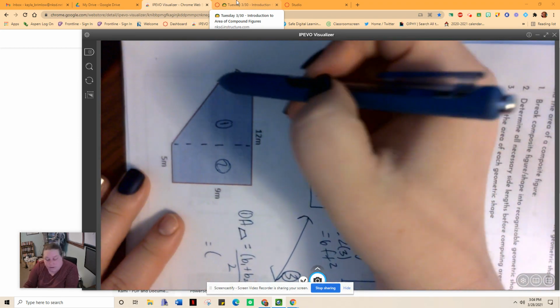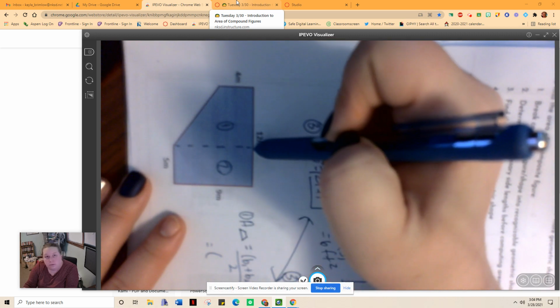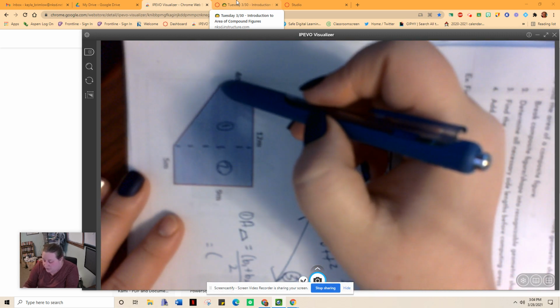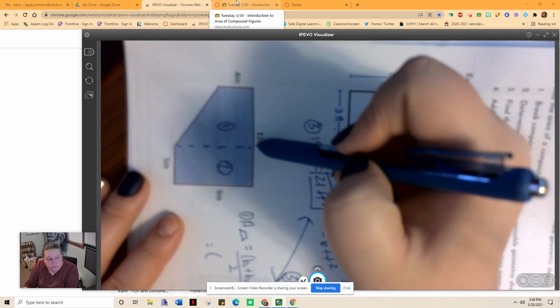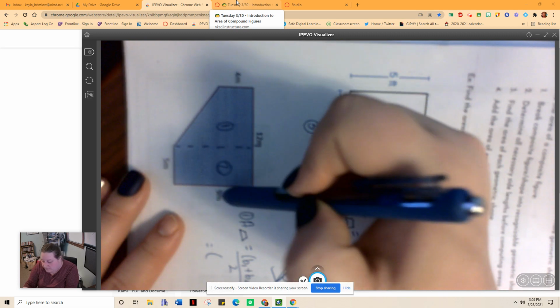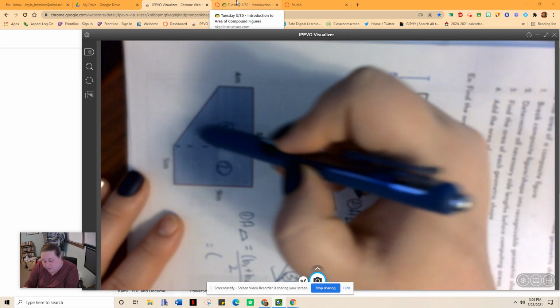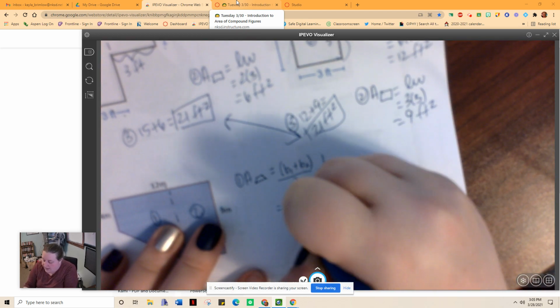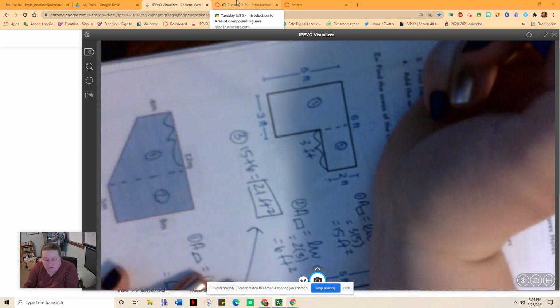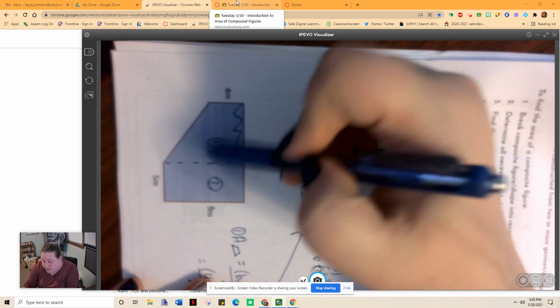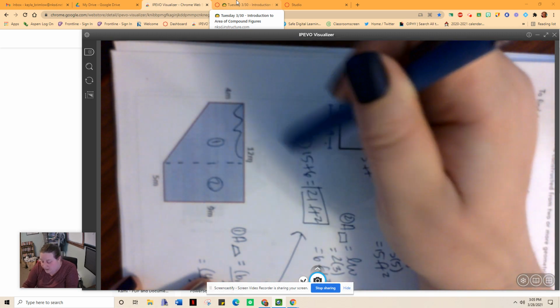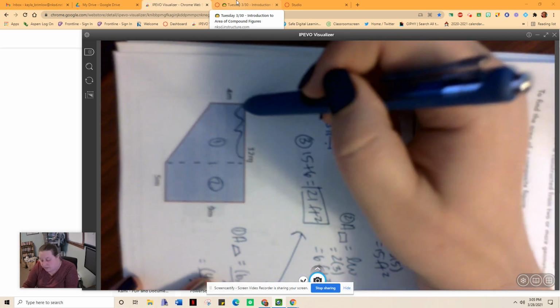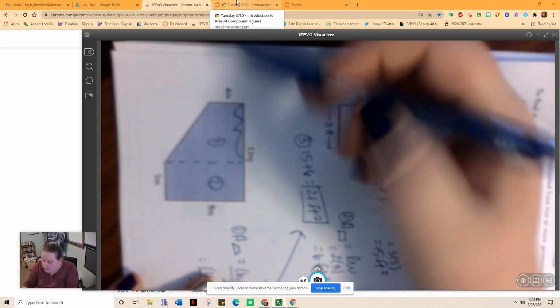Okay. So your bases are the parallel lines along the top and the bottom of your figure. So this is 4, and this would be 9. It's parallel to this 9 of this rectangle. So 4 and 9 are my bases. I'd add that divided by 2 times the height. Okay, so height is always from top to bottom. If you had 2 sides that were at an angle, it would still be from top to bottom.